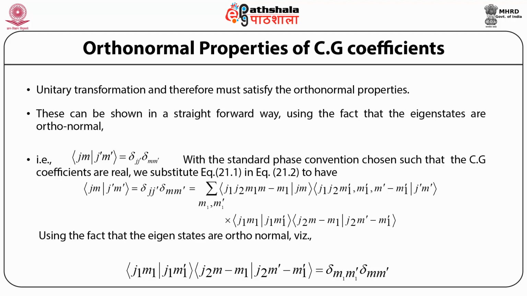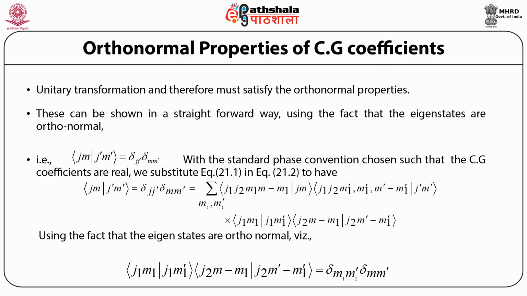We substitute equation 21.1 in equation 21.2 to have ⟨j m|j' m'⟩ equals delta jj' delta mm', which is again equal to the sum over m1 and m1' of the dot product ⟨j1 j2 m1, m−m1|j m⟩ multiplied by ⟨j1 j2 m1', m'−m1'|j' m'⟩ into the dot product ⟨j1 m1|j1 m1'⟩ times ⟨j2, m−m1|j2, m'−m1'⟩.